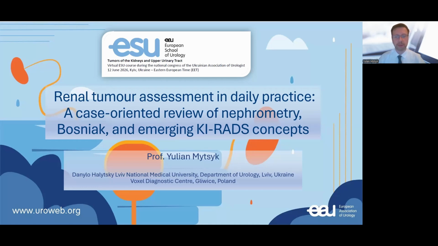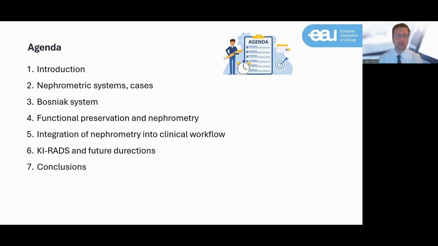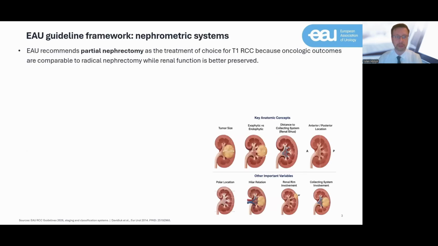In my presentation, I will discuss renal tumor assessment in daily practice, focusing on how nephrometry, Bosniak classification, and emerging KI-RADS concepts can support surgical planning and functional preservation. My talk has several short parts. First, I will introduce the clinical role of nephrometry, then we will review the main scores and cases, discuss Bosniak classification, functional preservation, clinical workflow, KI-RADS, and finish with practical conclusions.